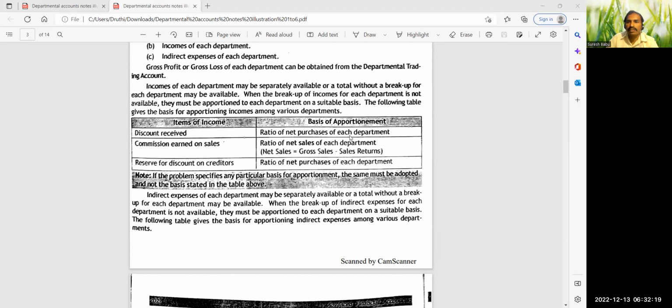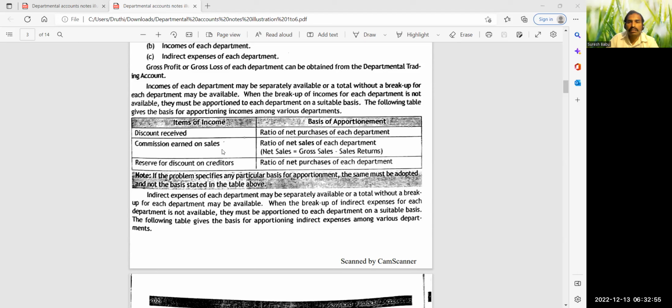Ratio of net purchases of each department. That means when the discount is received, what does it mean? From the suppliers, creditors, when you make the payment in advance, they would allow you a certain percentage of discount. Who allows? Suppliers. From the suppliers, what did you do? You have purchased the goods. So hence, ratio of net purchase of each department to be followed.